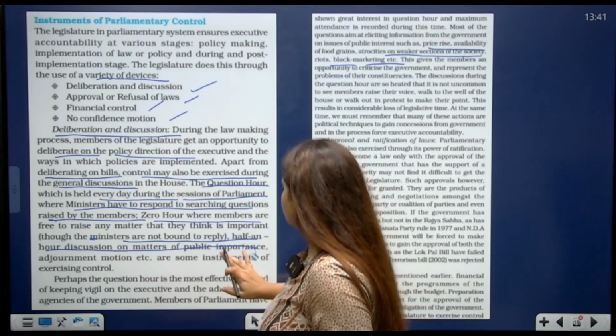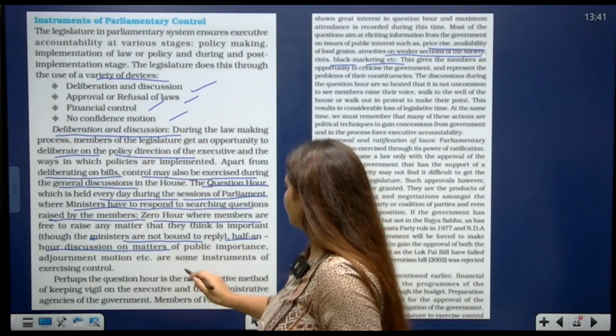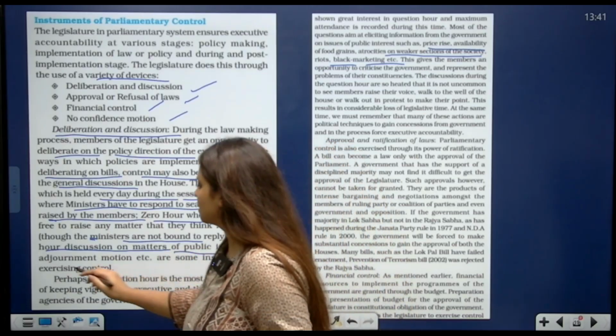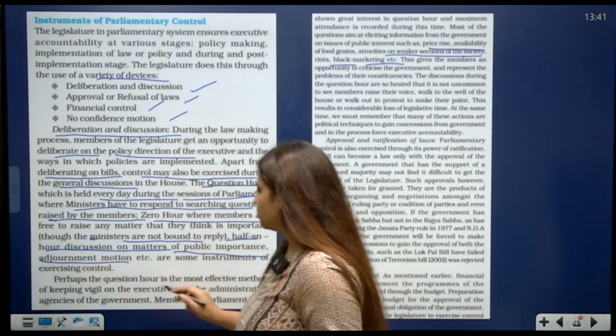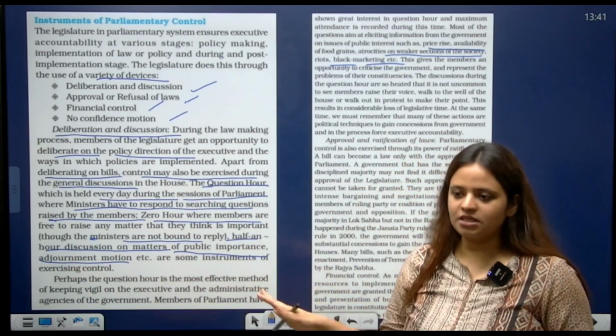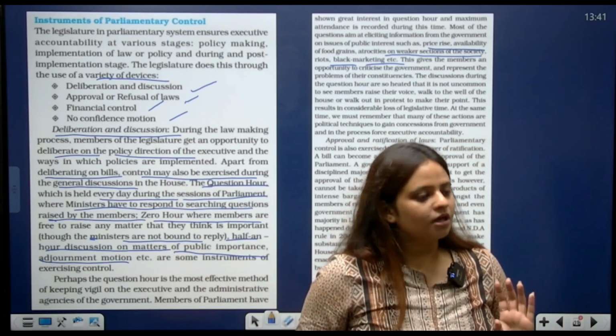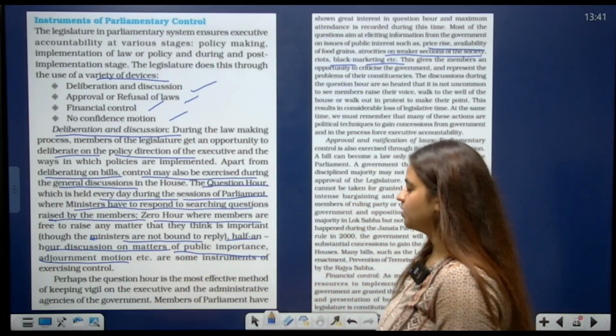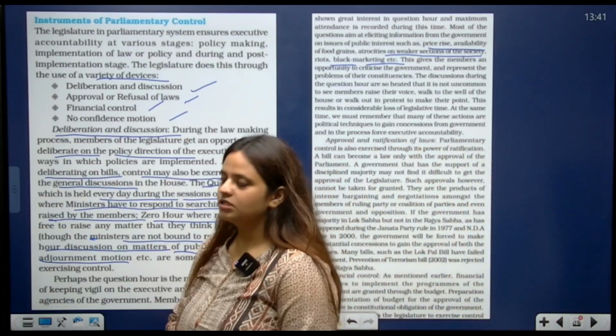Then we have discussions on matters of public importance. And then we have a calling attention motion. So these are some instruments that somewhat control the executive in the parliament.